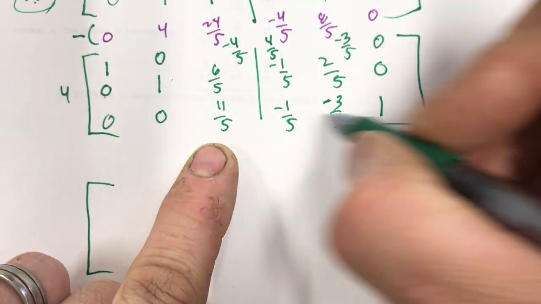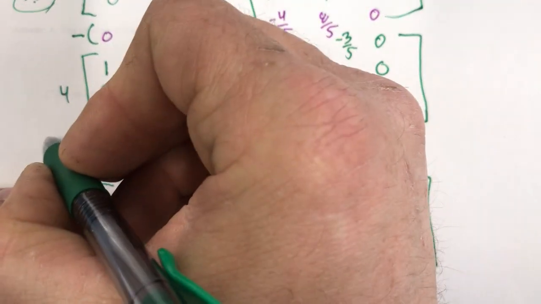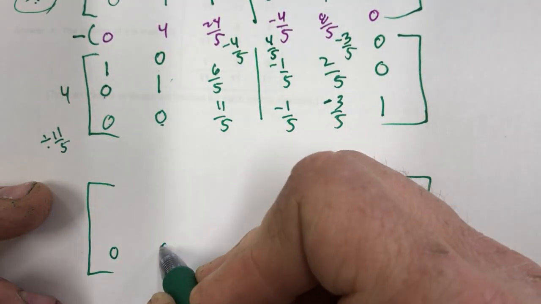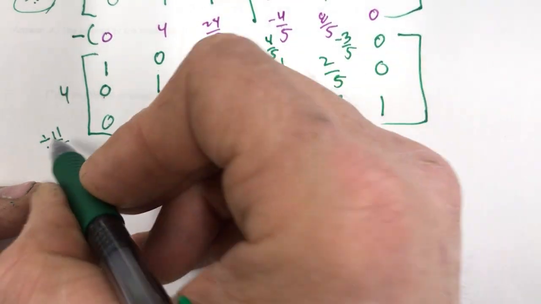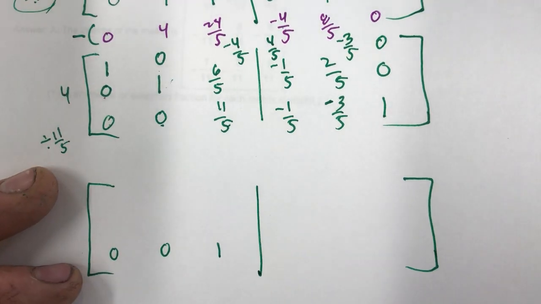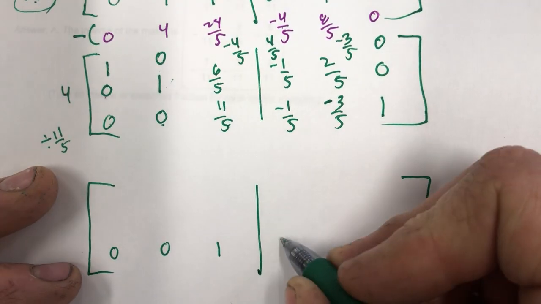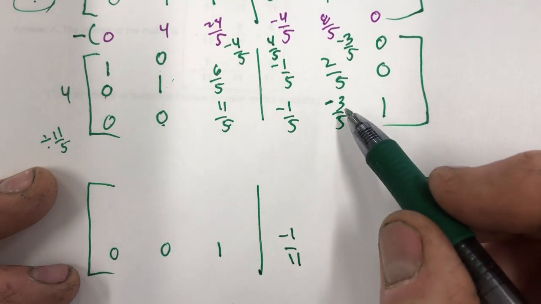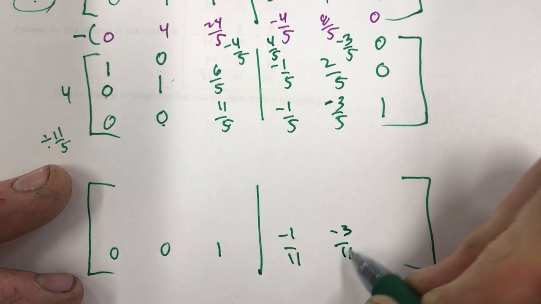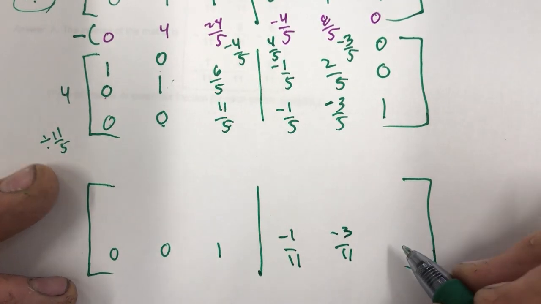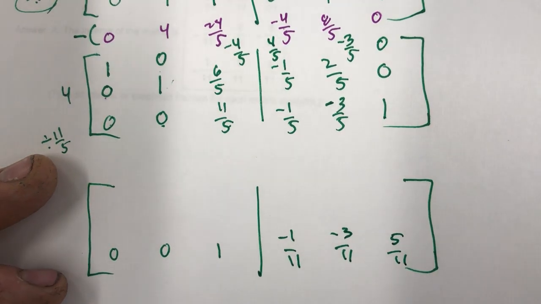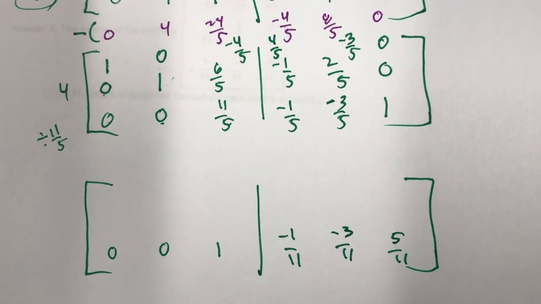So what I'm going to do is divide everything by 11 fifths. 0 divided by 11 fifths is 0. You can just use your calculator if you need to. 11 fifths divided by 11 fifths is 1. Negative 1 fifth divided by 11 fifths is going to be negative 1 over 11. Negative 3 fifths divided by 11 fifths is going to be negative 3 over 11. And then 1 divided by 11 fifths is going to be 5 over 11. There you go. There's my first row.